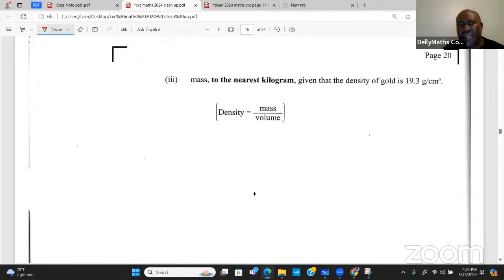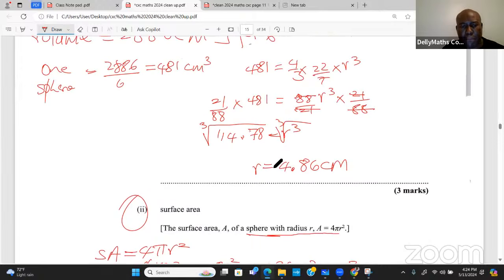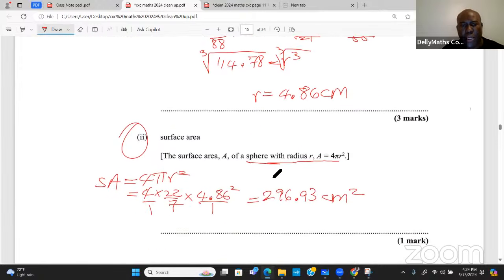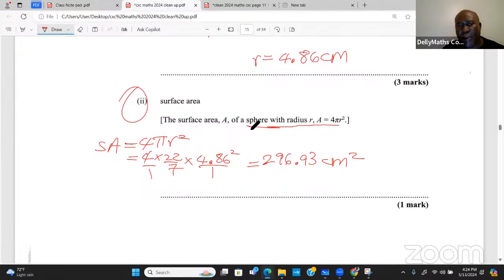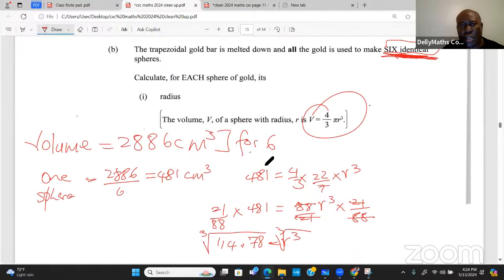Now this says density is equal to mass times volume. So we want to calculate the mass to the nearest kilogram, given that the density of gold is this, right? So the density of gold is that. Now, the surface area, we only found the surface area for 1 sphere here, just 1. Volume of a sphere. All right, good. So we find that.